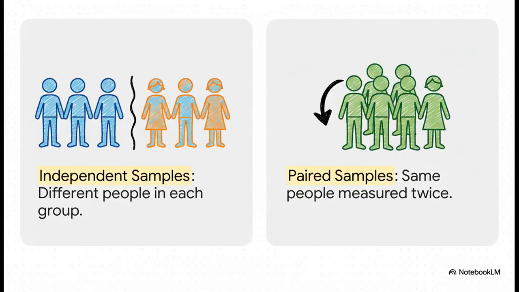Okay, so let's put these 2 side by side just to make it crystal clear. Independent samples, that's when you have totally different people in each group, just like our painkiller trial. Paired samples, that's when you have the same people measured twice, like in our diet study. It's the question you're asking that determines which tests you need to use.